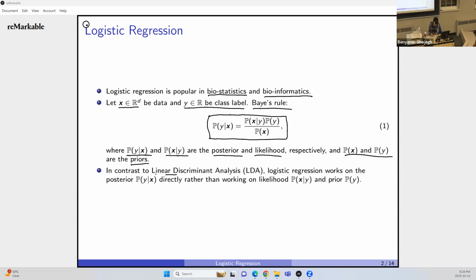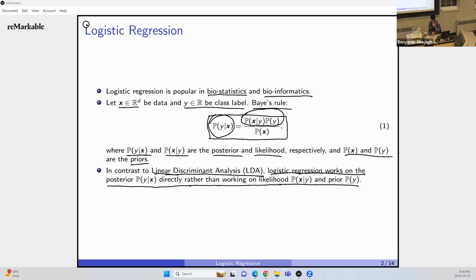In contrast to LDA, linear discriminant analysis, logistic regression works on the posterior directly rather than working on likelihood and prior. Do you remember LDA or QDA used, and also Bayes, they used this likelihood times the prior. Logistic regression directly works on the posterior, right?